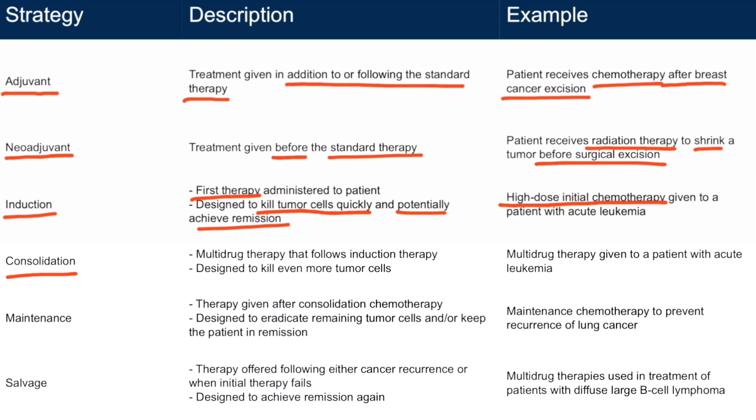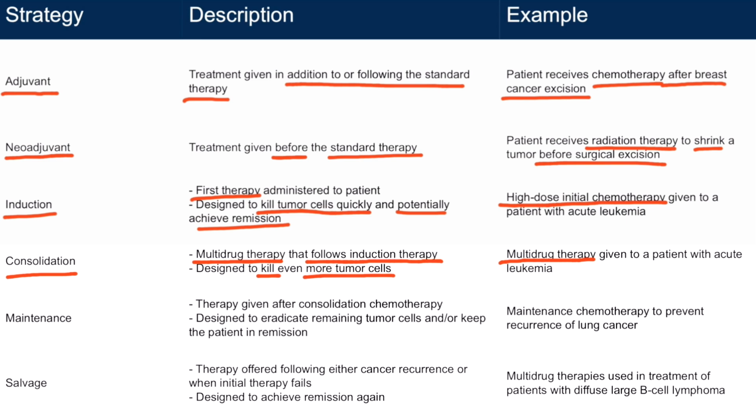Consolidation therapy is characterized by multi-drug therapy that follows induction therapy. So you induct and then you consolidate. And this form of therapy is designed to kill even more tumor cells, further maximizing the patient's chances of achieving remission. So again, you induct and you consolidate. Now, building on our previous example, prescription of multi-drug chemotherapy to a patient with acute leukemia who has already received initial high-dose chemotherapy would be considered consolidation therapy.